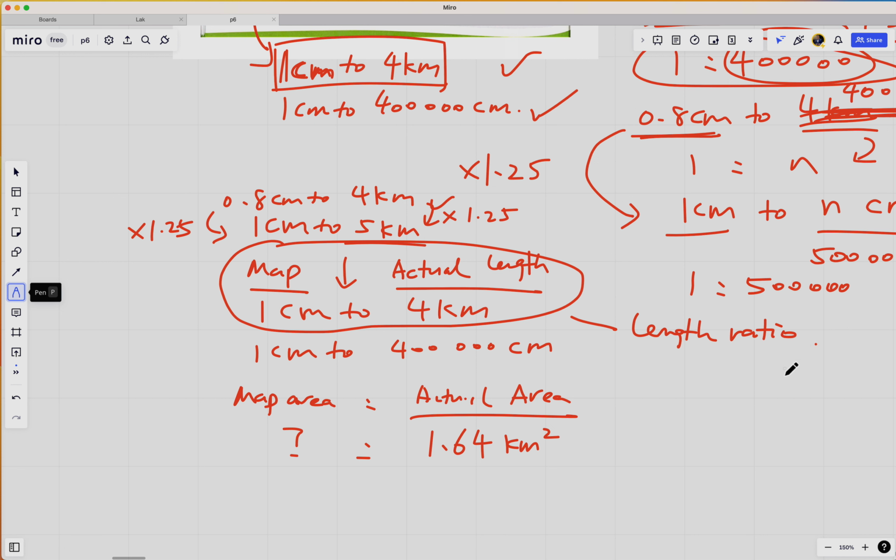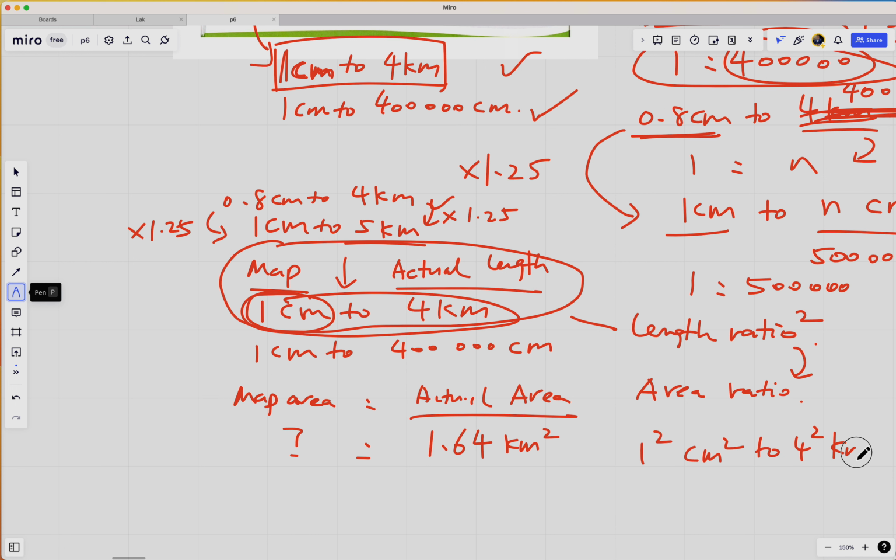You have the length ratio, which is 1 cm to 4 kilometer. Then you have to get the area ratio. So given the length ratio, how do you get to the area ratio? By squaring the length ratio. You square the length ratio, that means you square everything here. So your 1 is also squared, the cm also squared, the 4 also squared, the kilometer also squared. So you get the area ratio, which is 1 cm square to 16 kilometer square.